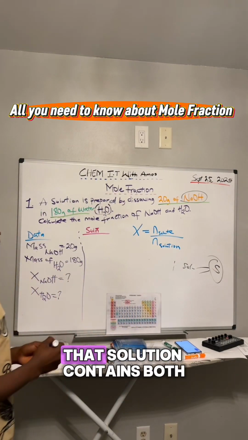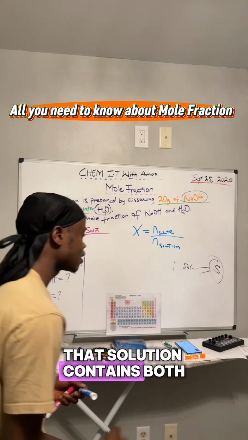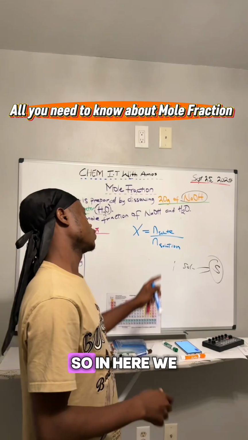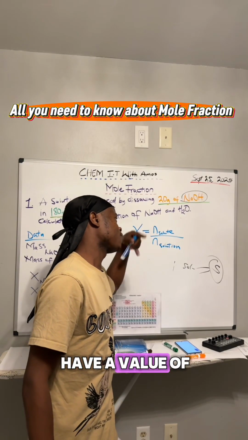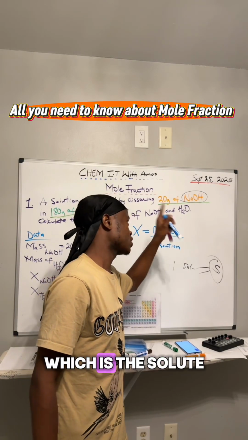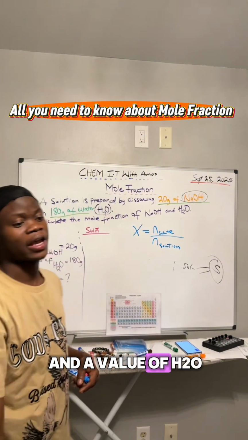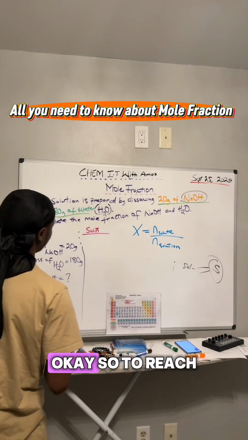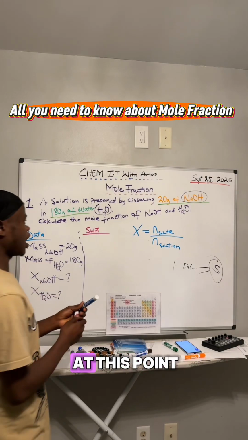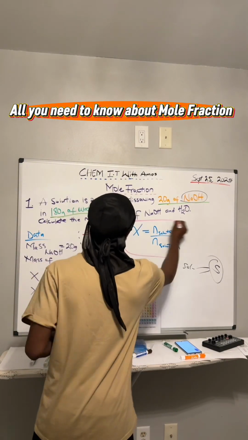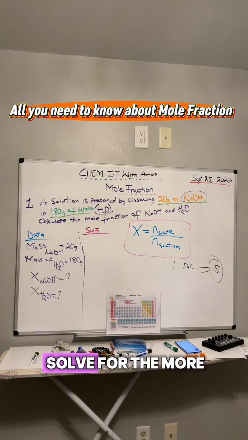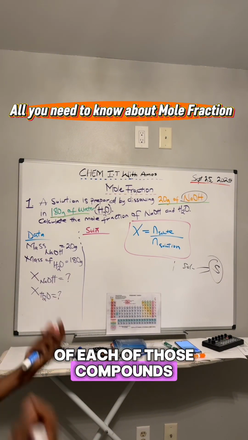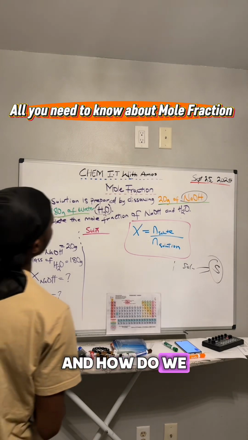And you know fully well that a solution contains both a solute and a solvent. So in here we have sodium hydroxide, which is the solute, and H2O, which is the solvent. Okay, so to reach this point, we firstly have to solve for the mole of each of those compounds. And how do we find mole?